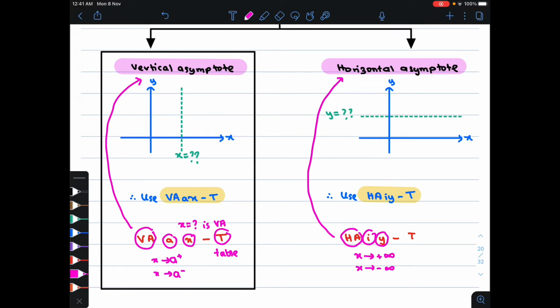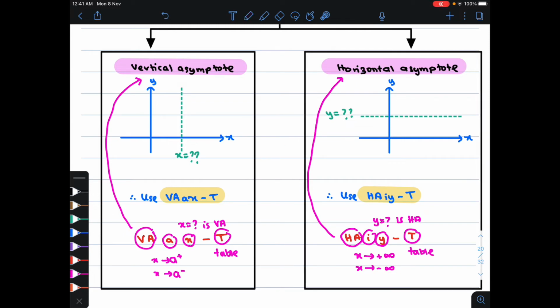This small y here means that you need to state at the end y equal to something is your horizontal asymptote. And your last step is to use table. Therefore, whenever you need to find the horizontal asymptote, you need to use the HIT formula.